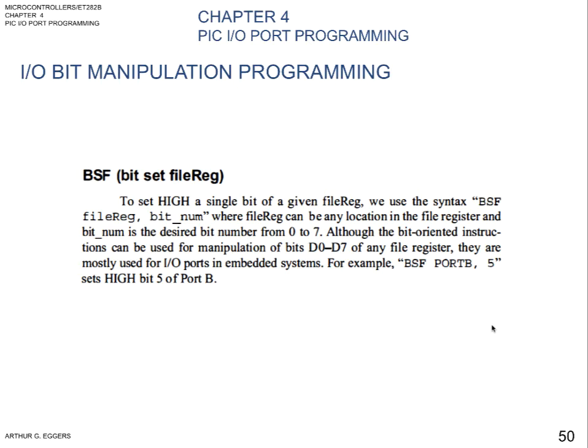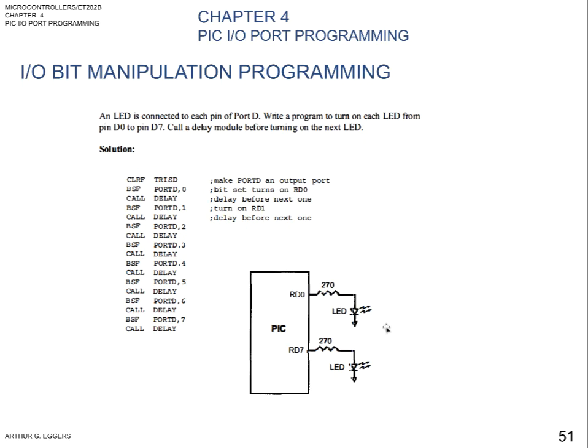So as an example, here we have the bit set file. Port B is the register and the bit number 5. So in this case, it sets high bit 5 of port B.